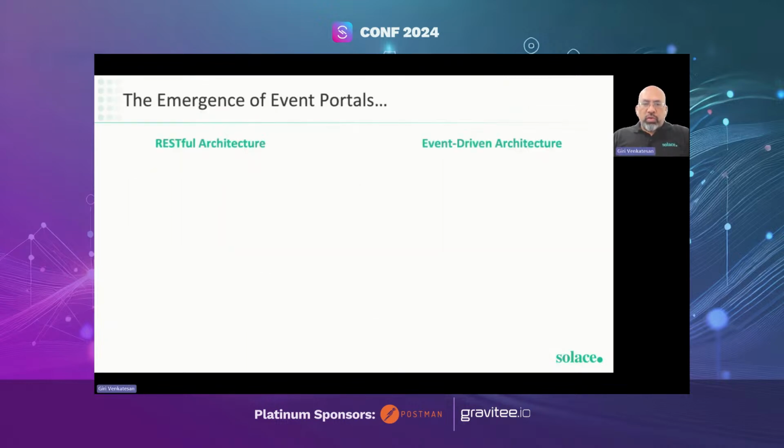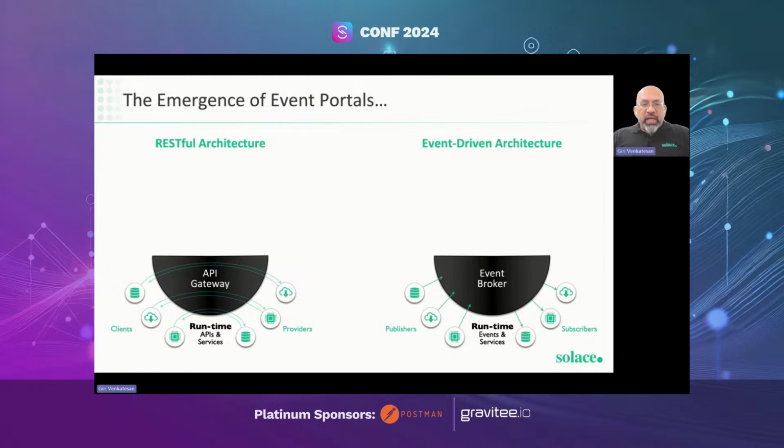The emergence of event portals. It's a good idea to examine the established architecture like RESTful architecture against the emerging event-driven architecture. From a runtime perspective, an API gateway acts as an entry point for clients to interact with various providers and supports routing, managing, and optimizing API requests. And in an event-driven architecture, an event broker, which is a middleware component that facilitates communication between producers and consumers using events. It's comparable, right?